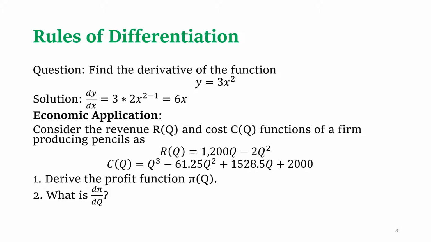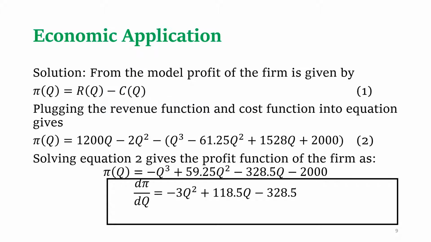So this is the fixed cost, and the cost that varies with output is referred to as the variable cost, right? So we add this variable cost to the fixed cost to get the total cost. If we take the difference between the revenue and the cost, then we're going to have the profit. That is what we're going to do next. Okay? So let's move on. Now, from the model, profit of the firm is given by R(Q) minus C(Q). I said revenue minus cost, right?